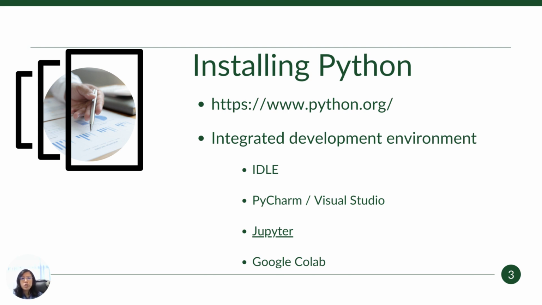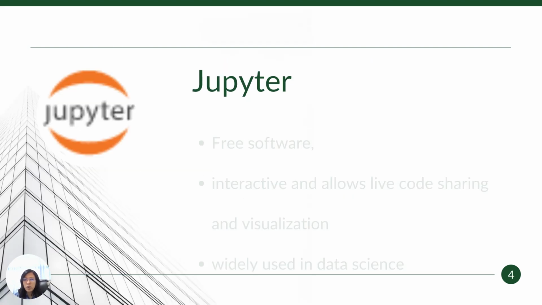Among data scientists, Jupyter is one of the key IDEs that many like to use. And then Google Colab. Google Colab is very similar to Jupyter, and is good for collaborating. Now, where do we install Jupyter?